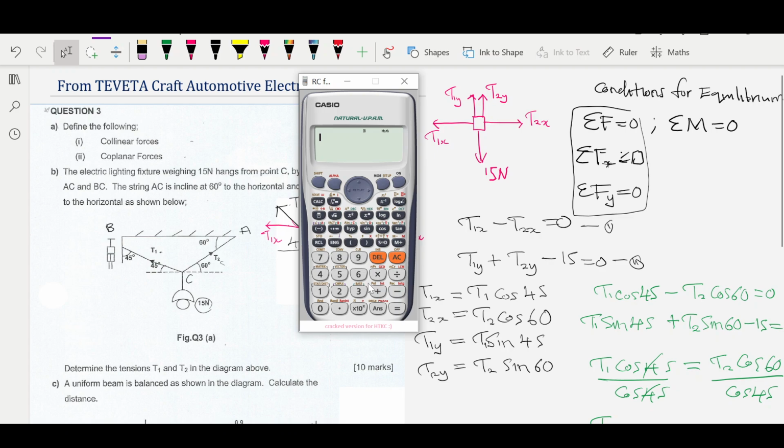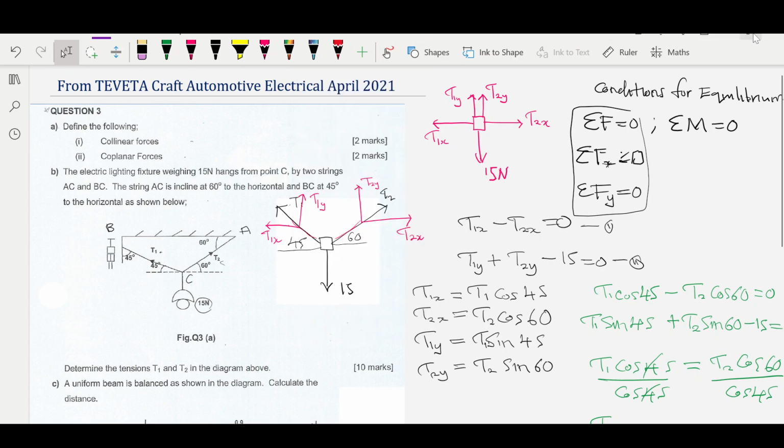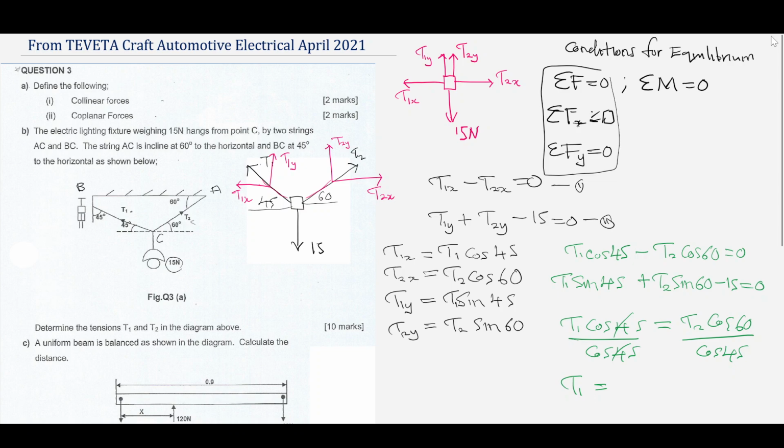cos 60 divided by cos 45, that is 0.707, and we can write 0.707. So this one will be 0.707 T2. Okay, so this is our expression for T1.